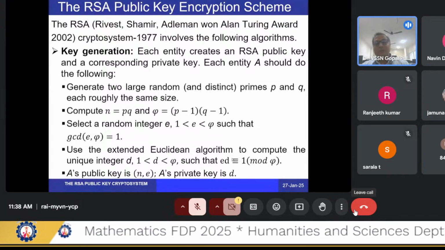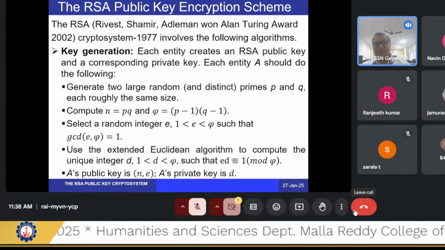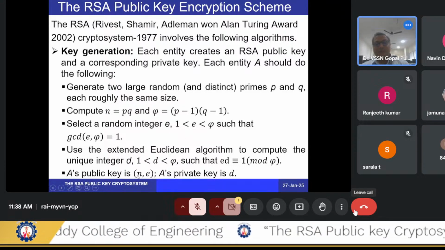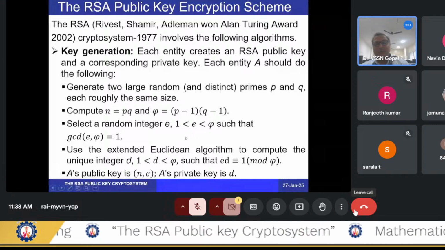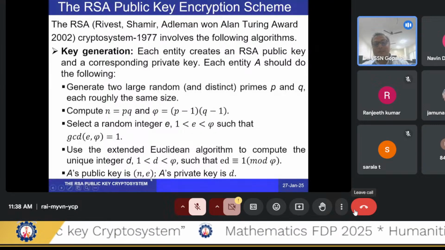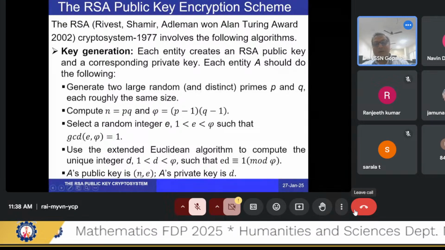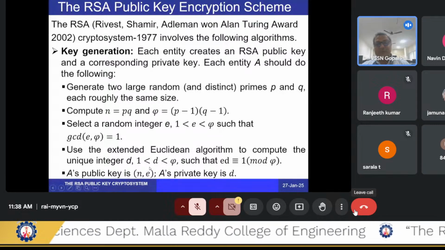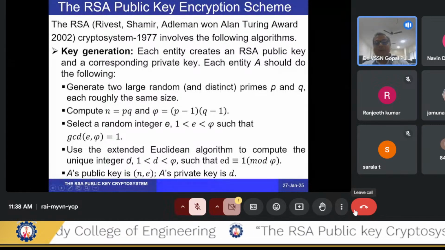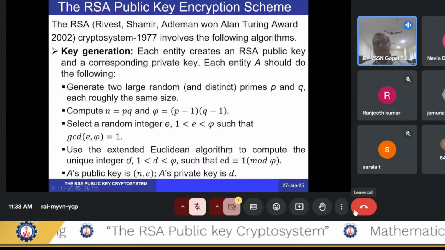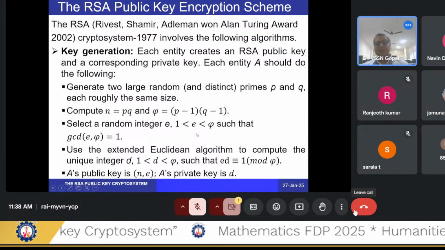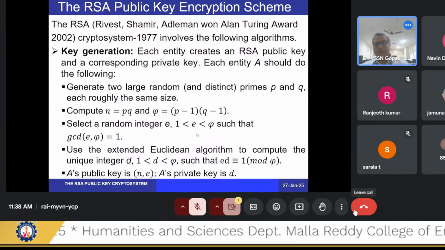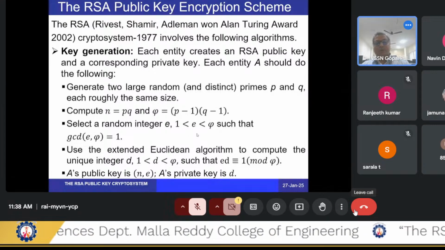So what will be the public key of A then? The public key of A is n, along with e, which we call the encryption exponent. And what is the private key of A? The private key of A is d. So what is the pair of keys?